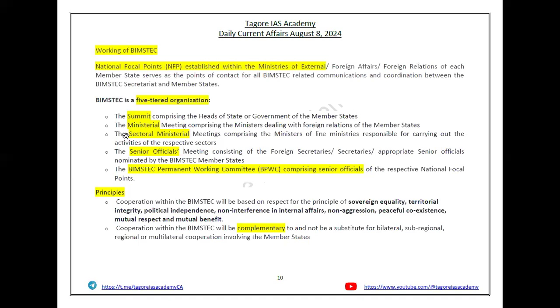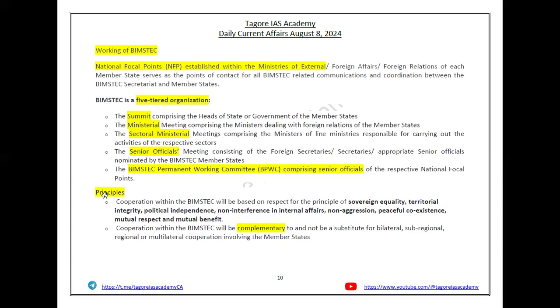Then sectoral. As I just said, the responsibility for energy is India's, so sectoral minister means that if a meeting is happening for energy, then the energy minister, the power minister of the country, will go and attend the meeting. Then senior officials, secretary level officers, they go and attend their meeting. Permanent working group, permanent working committee, again comprising the senior officials.